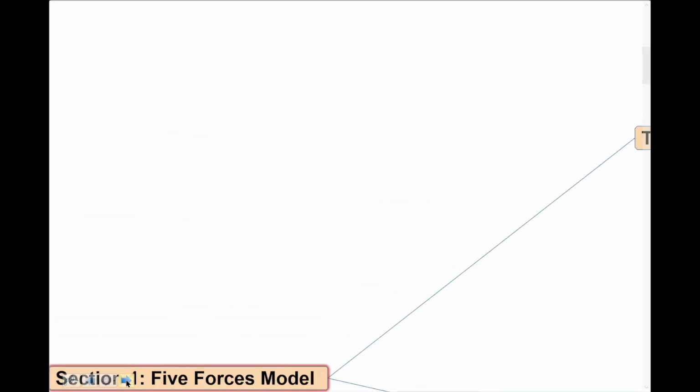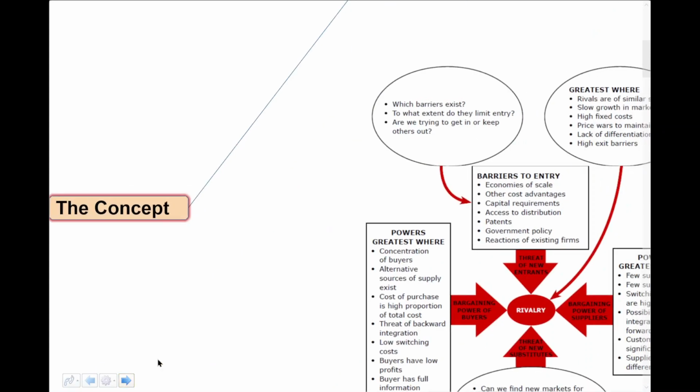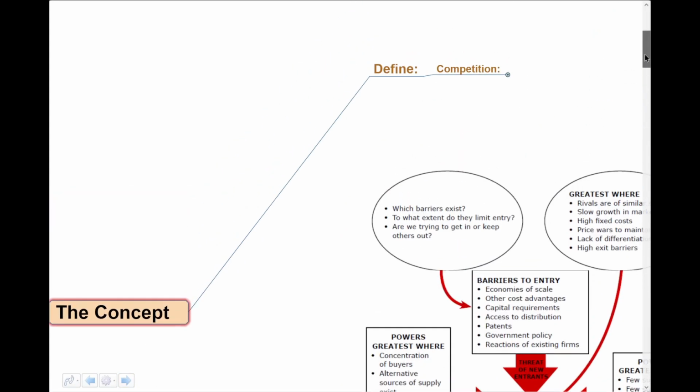Now, we know that Porter is important within the SBL syllabus, and if any model is at the top, then it's this: Porter's 5 forces. These forces are, in one sense, the essence of the industry or market.